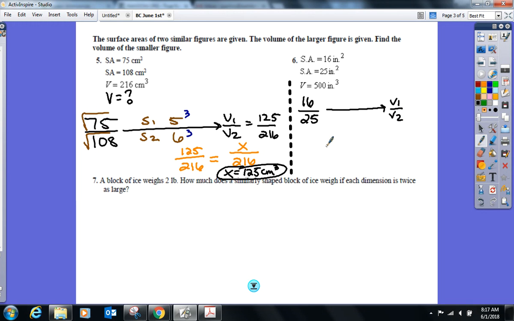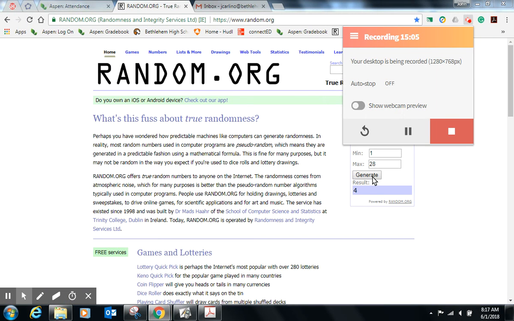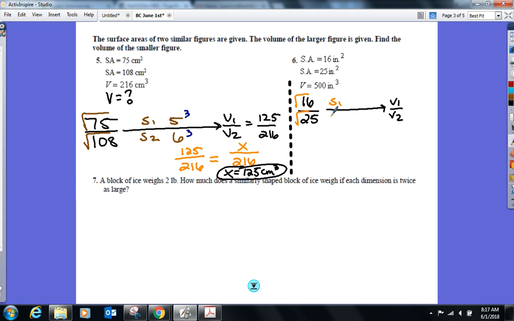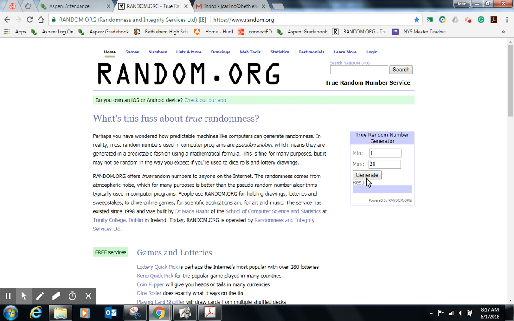What'd you do with the 16 over 25? What are we doing with that one? 14, what are you doing with that one? What's that give you when you square root it? And gives you 4 over 5, which gives you your side ratio, your similarity ratio. And again, what am I going to do for volume?